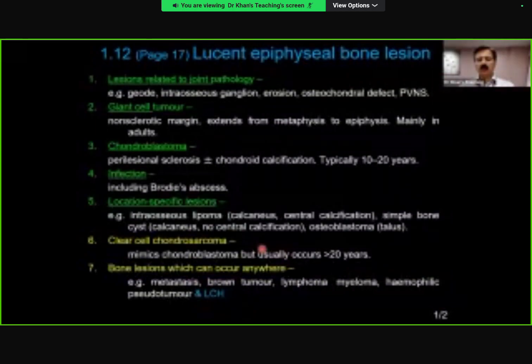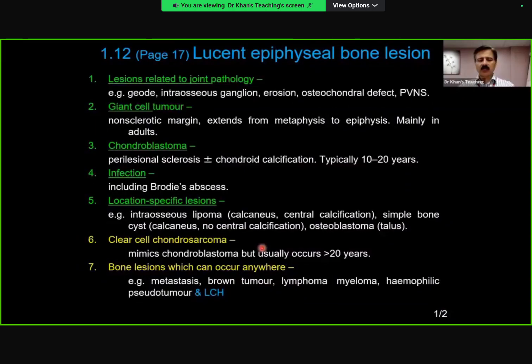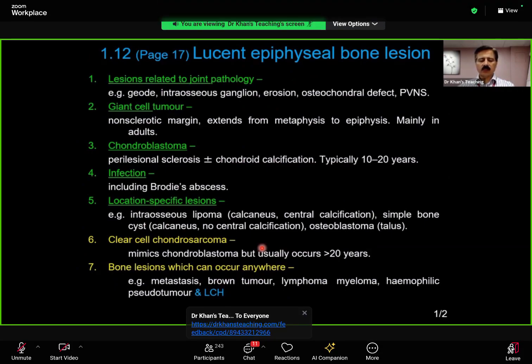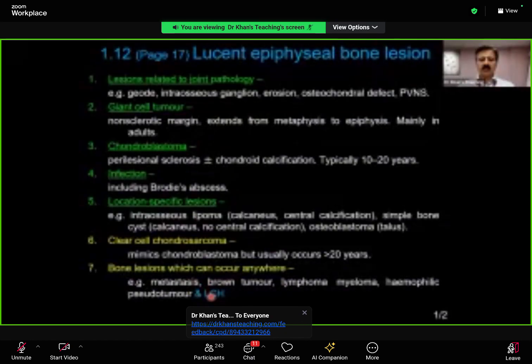Sometimes I do a lecture on top differential diagnosis in MSK, top 10, and this is in the top 10. It's a very important differential diagnosis. And I've told you to include LCH, if you can add LCH in these ones.